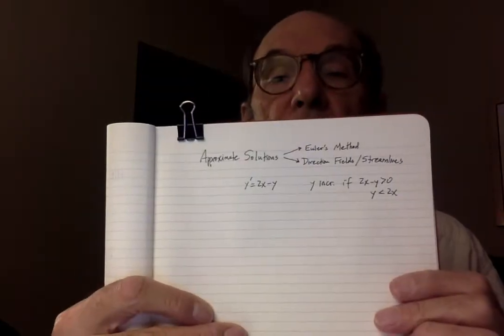So y is increasing if 2x minus y is positive. So that means y has to be less than 2x. So that's just a little tiny bit of algebra. And what I'm going to do is draw the line y equals 2x. And we'll know on one side y is increasing, the other side y is decreasing. So there's our situation. Yeah, so on this side y prime is negative. On this side y prime is positive. I'm going to color code these.